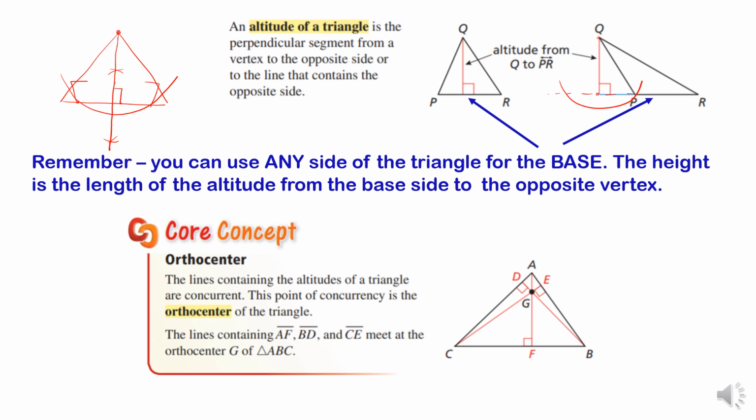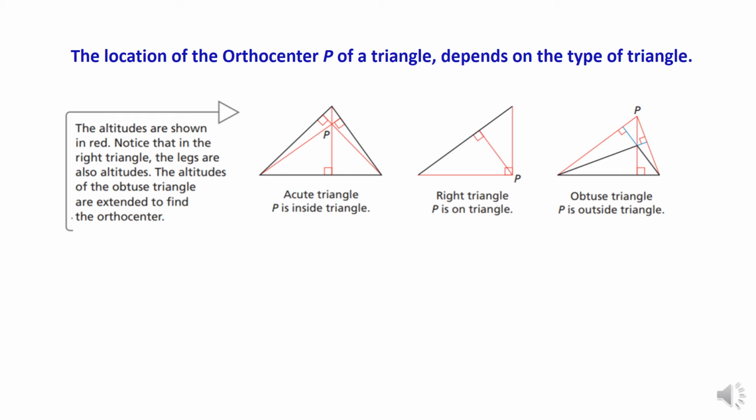And here's what they look like on different kinds of triangles. It depends on the type of triangle. The acute is inside, the right is on the triangle. And that's because with a right triangle, the altitudes can be the 2 sides, or the perpendicular height of the base on the other side, the hypotenuse. And then the obtuse is outside. So that's when you'd have to extend your lines.